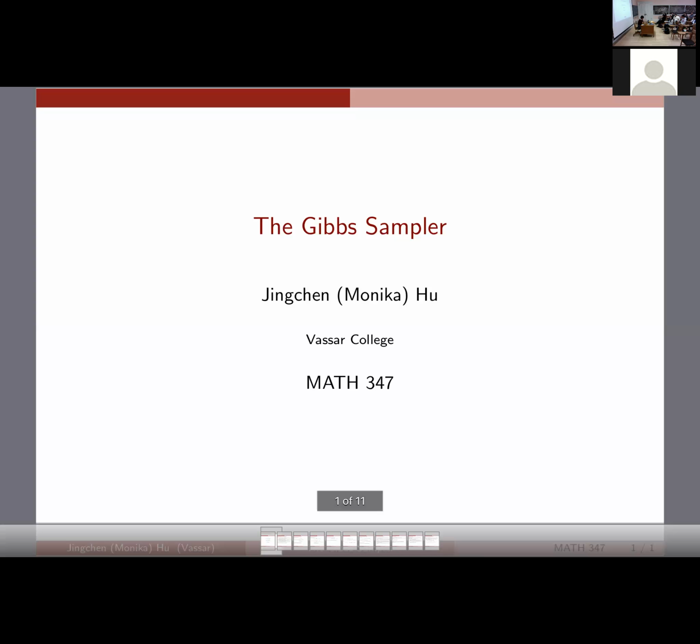We have two students, I think. One of them is doing a linguistics minor, so he's thinking about some kind of text mining techniques from the Bayesian methods to analyze some kind of data set. The other one is more about epidemiology analysis.